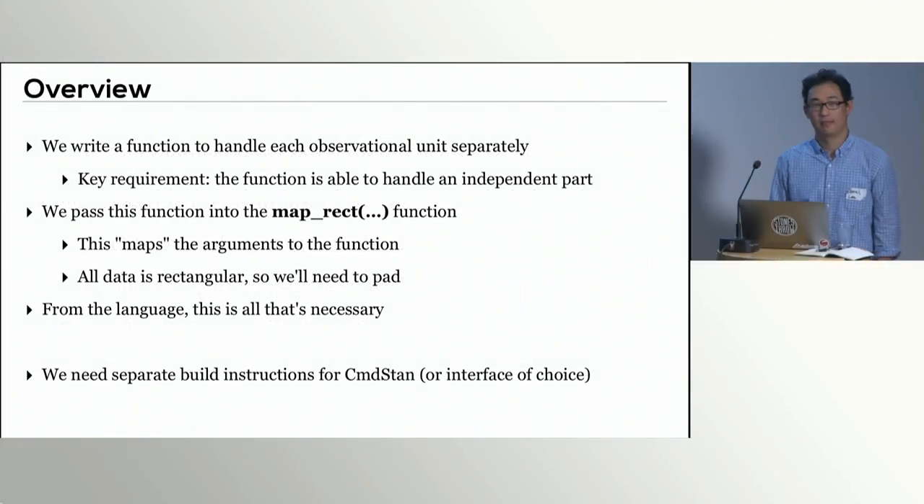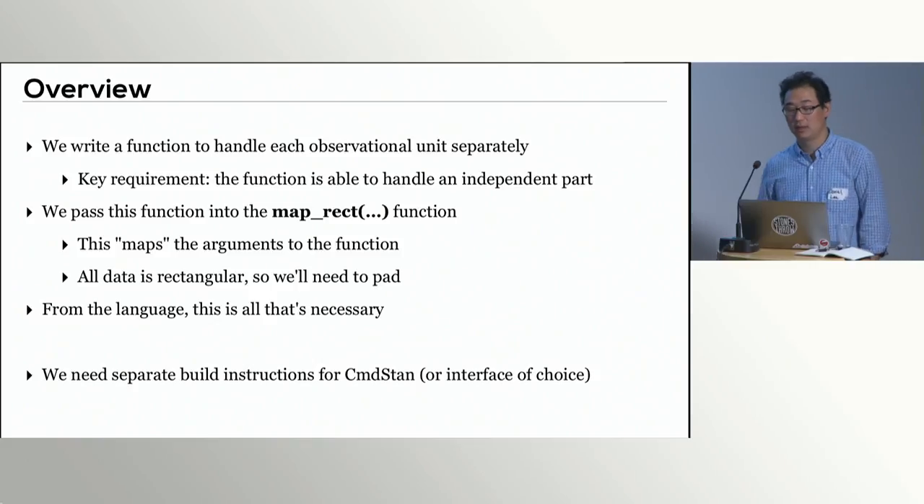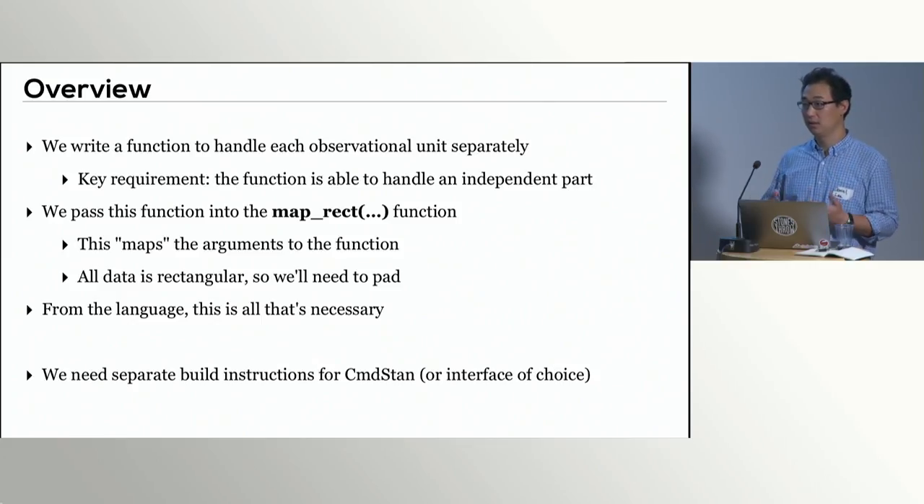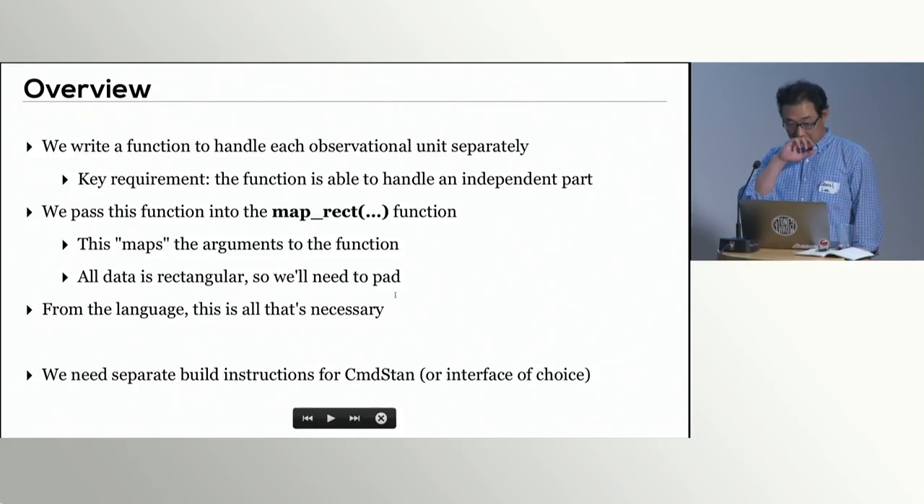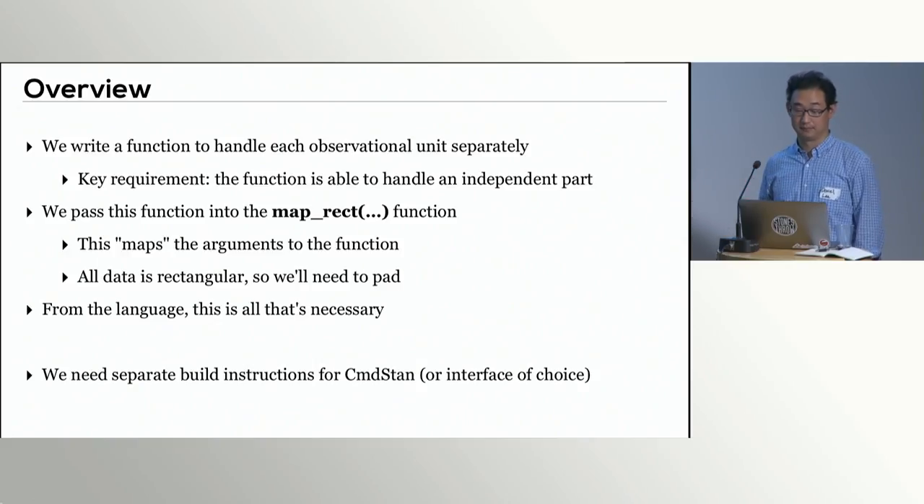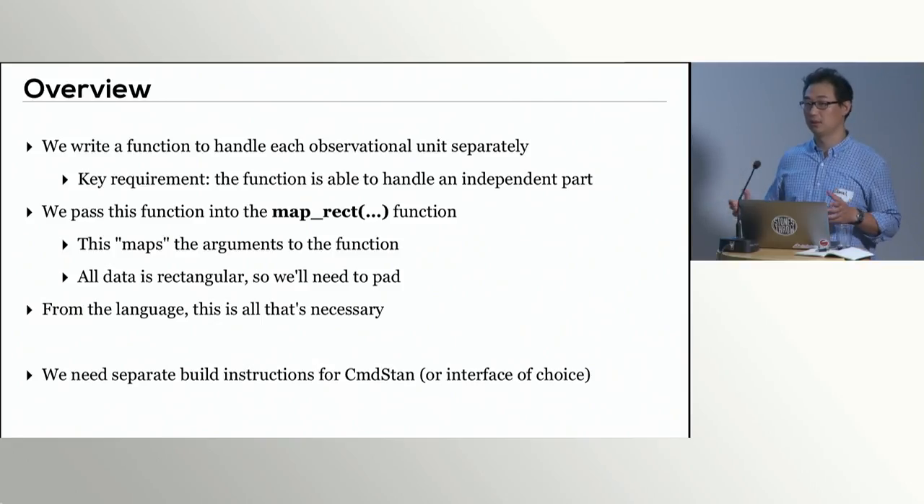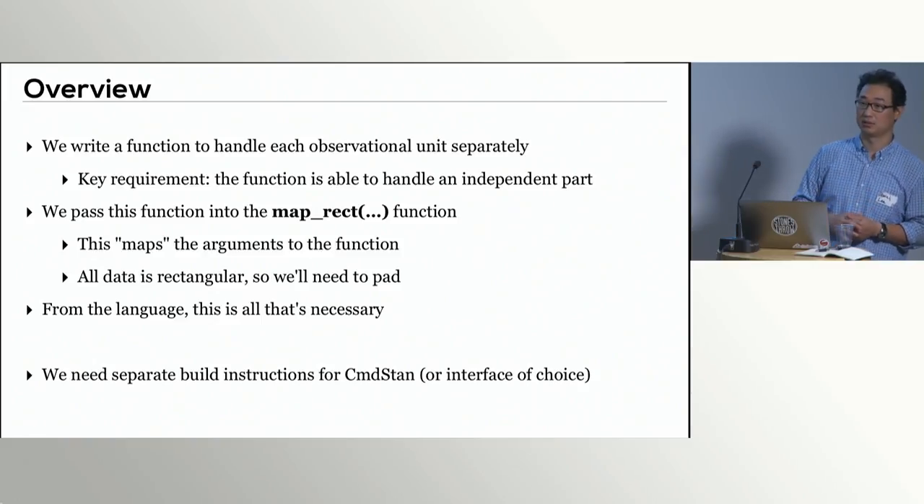To get into parallelization, what we're going to do is write a function to handle each observational unit separately. The key requirement in parallelization here is that you're able to break it up into independent parts. So for example, if this is an ODE for patients, each patient is independent. Here in this harmonic oscillator, each observational unit is independent of the others, right? So that's the level that we're gonna loop over. We're gonna pass that function into the map_rect function. And what this does is a map-reduce type of thing where it'll map all the arguments in there and pass it off and hopefully be able to run each of those things independently on separate cores or on separate boxes if necessary.